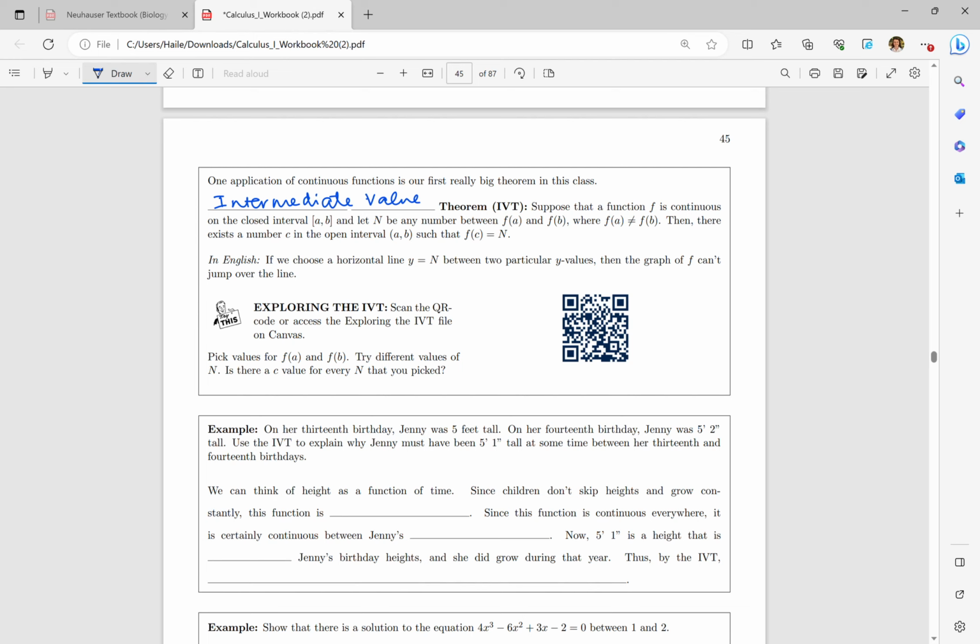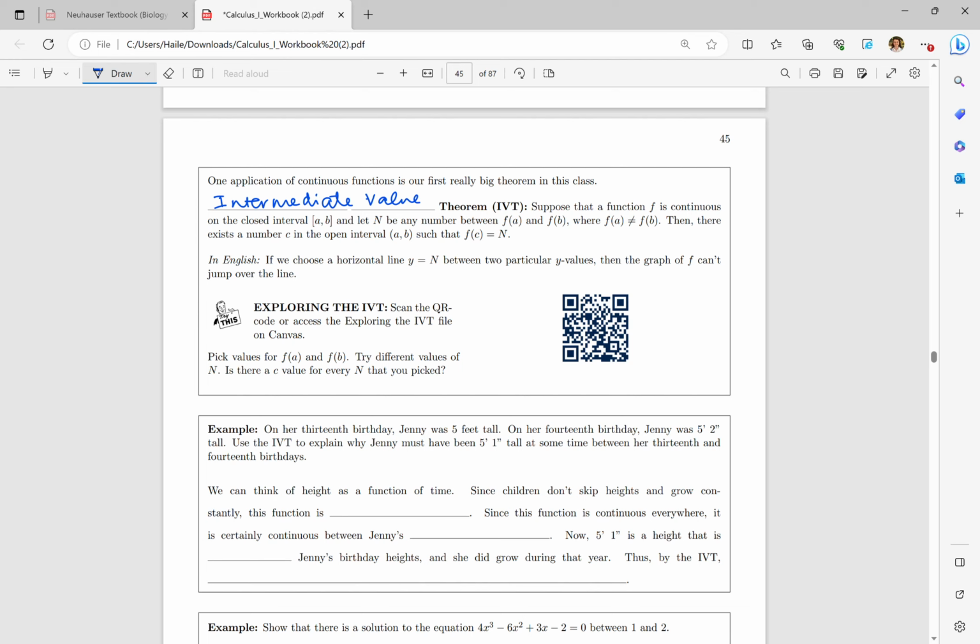Okay, so that definition of the IVT is probably super confusing, isn't very intuitive, doesn't make too much sense. Let's translate that into plain English. If we choose a horizontal line, y equals n, between two particular y values, then the graph of f can't jump over the line if the function is continuous.